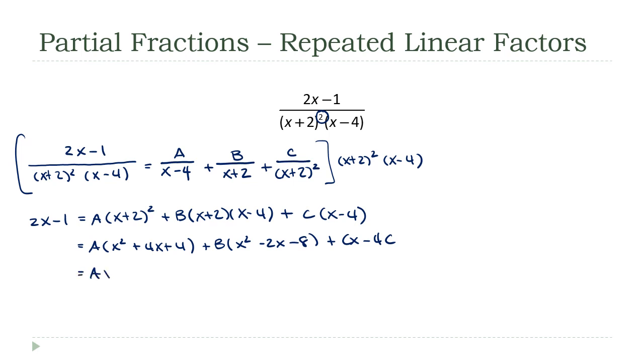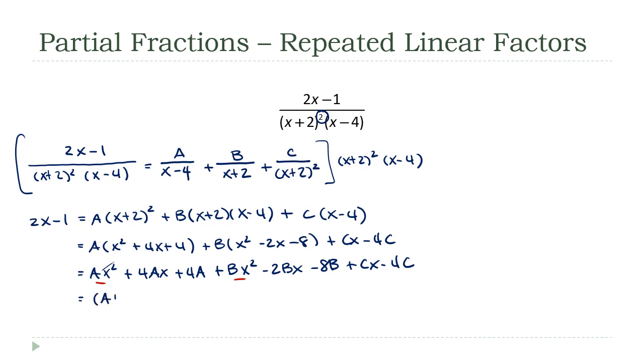This is ax squared plus 4ax plus 4a plus bx squared minus 2bx minus 8b, still plus cx minus 4c. Now, just like we did before, I'm going to group the terms together. So I have these x squared terms here. I like to mark these somehow, just so I know which terms I've used.